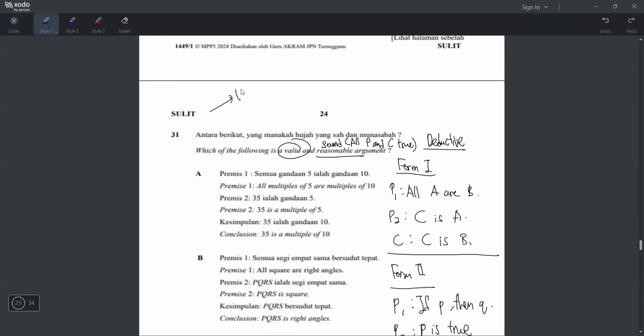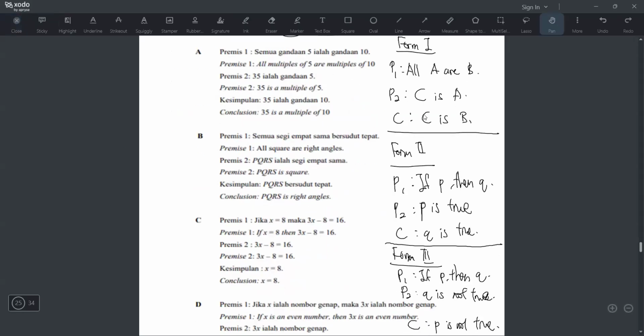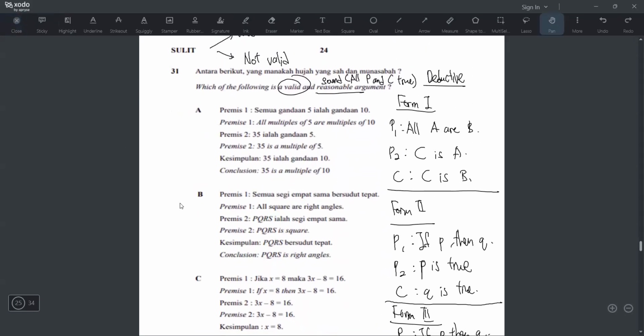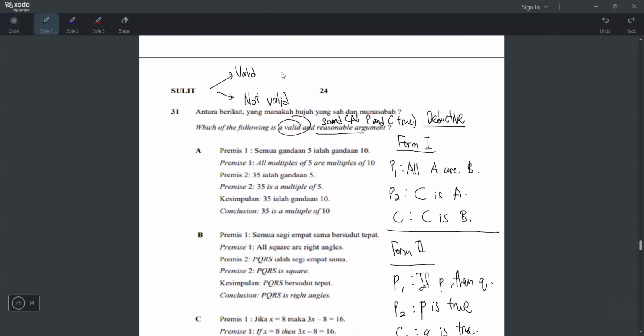Okay, the argument can be valid, but it can also be not valid, right? Depending on whether you follow the format or not. There's only 3 valid forms of deductive argument, so kena hafal tiga form ni. But when you are valid, it can be sound, but it can also be not sound, right? It means kalau dia valid, kalau dia ada ikut one of these formats, dia boleh jadi sound or not sound. Sound means all premises and conclusion true lah. And not sound means not all premises and conclusion are true.